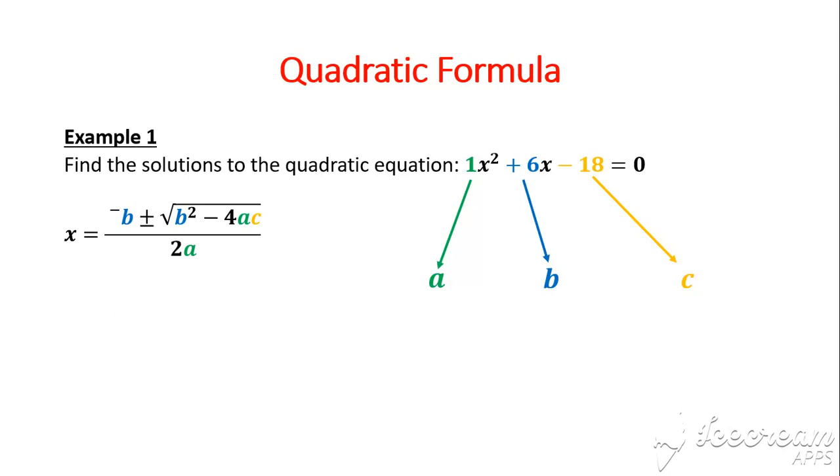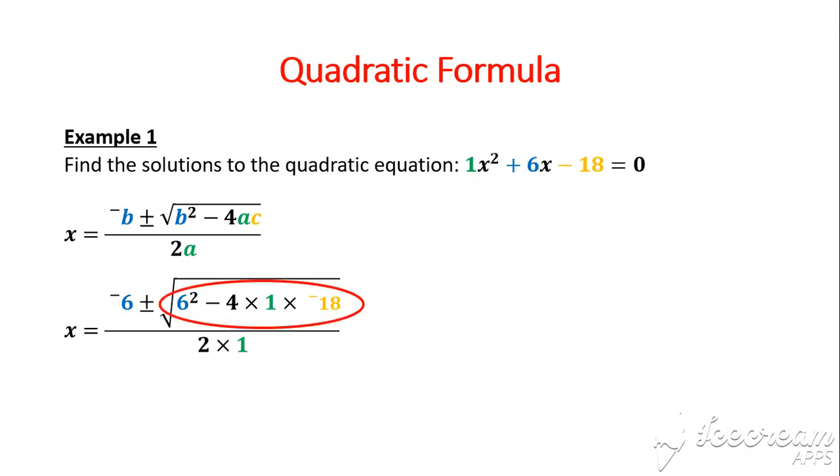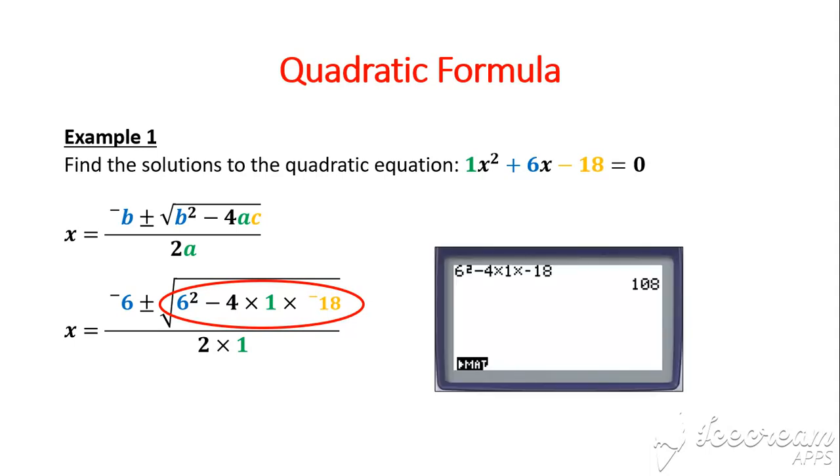So let's substitute these in. We get negative b, which is negative 6, plus or minus square root of b squared, which is 6 squared, minus 4 times a, which is 4 times 1, times c, which is negative 18, all divided by 2 times a, which is 2 times 1. Now we work out the value inside the square root. That's 108. And we replace that to get negative 6 plus or minus the square root of 108, all divided by 2.